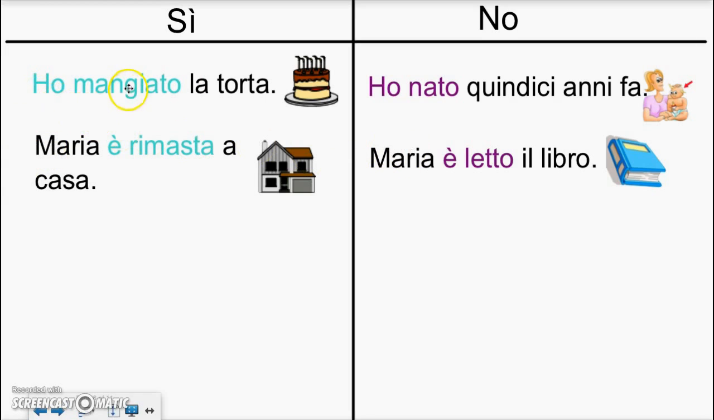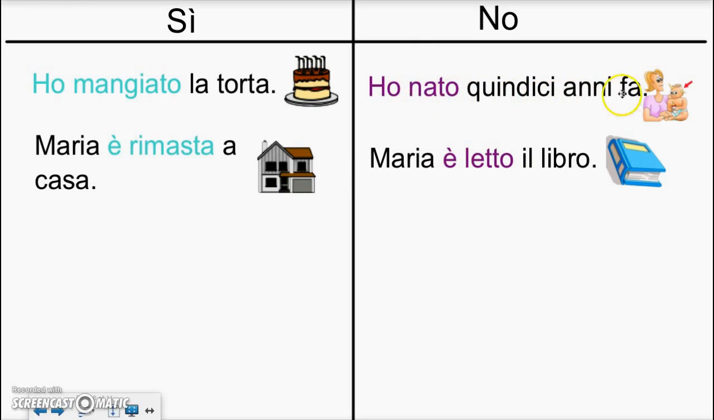So the helping verb avere or essere, and I would put these two examples up and say: Ho mangiato la torta. La torta is cake, so this sentence is saying I ate the cake. Cake is here for students to see that visual component. Maria è rimasta a casa. Maria remained at home. This is a picture of a home so that the students can have that visual component. So these are correct examples. Incorrect examples would be over here.